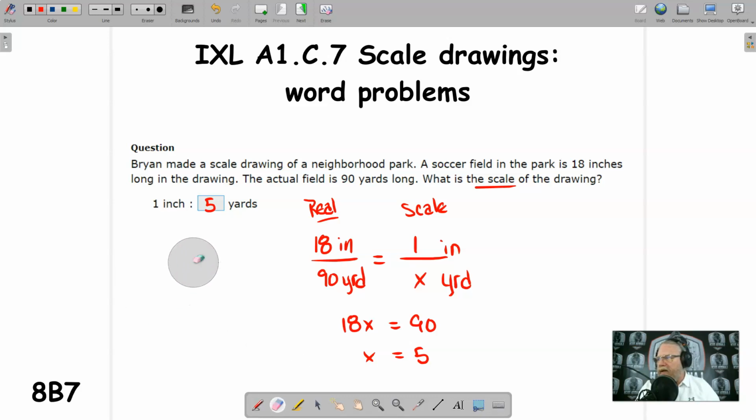Now, another way that you could have done this, if you wanted to, is you could have said, okay, I got 18 inches is to 90 yards. And you could have said, okay, to get from 18 to 1, I would have to divide by 18, right, to get from 18 to 1. So if I divide 18 by 18 to get to 1, then 90 divided by 18 would give you 5. So either way, whether you want to set it up using this process that I've used here, or whether you want to use proportions, either one will work.